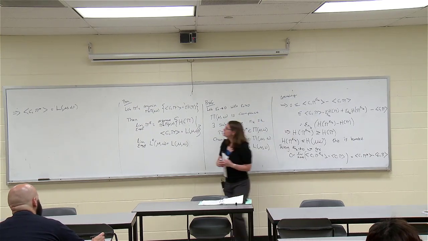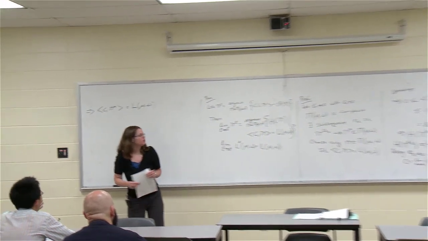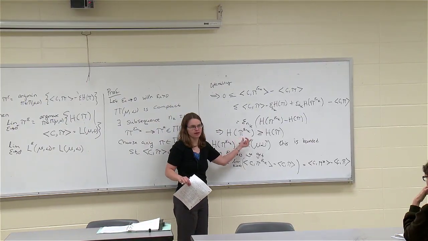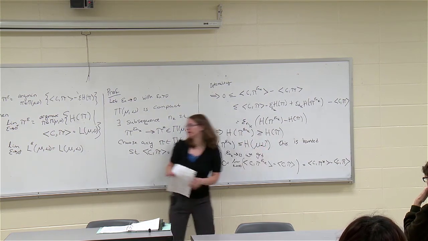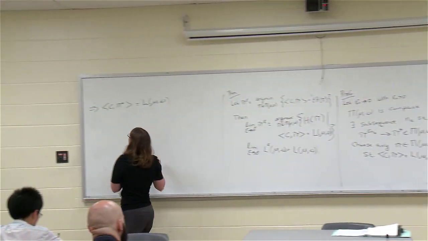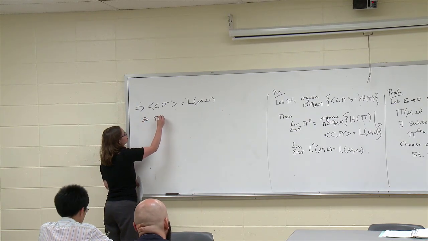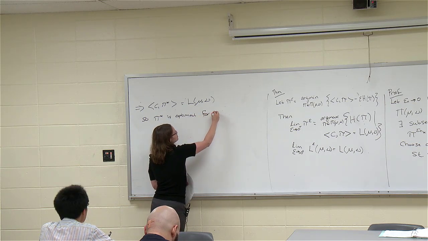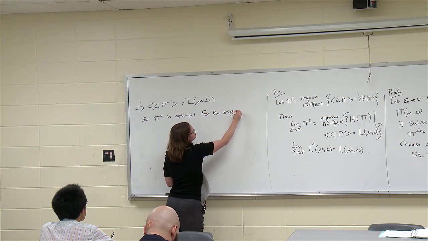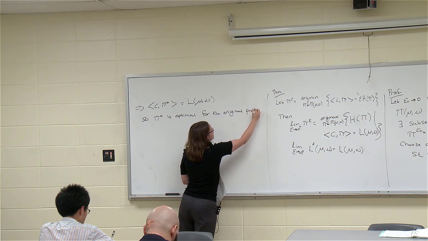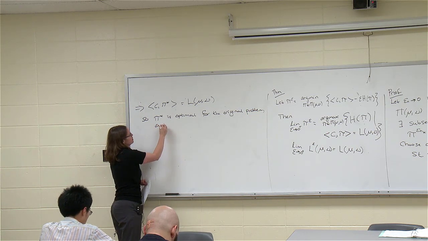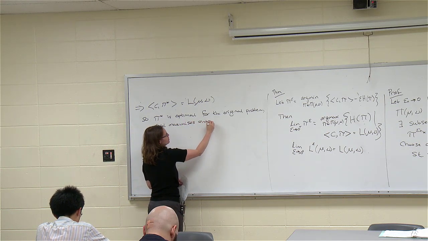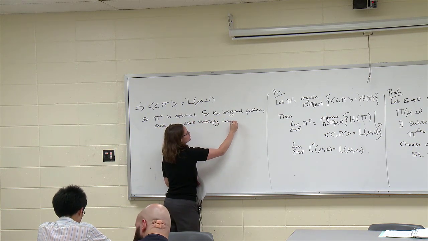Okay, and of all optimal values, pi star is the one that maximizes entropy, right? It has higher entropy than any other optimal plan. Okay, so pi star is optimal for the original problem, and it maximizes entropy among all other optimal plans.